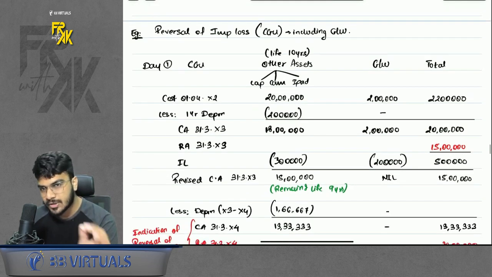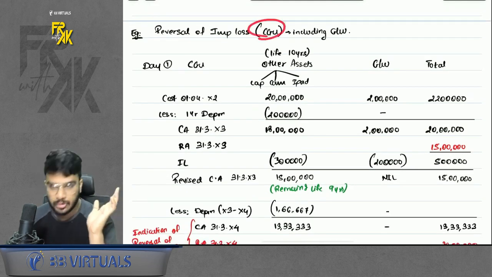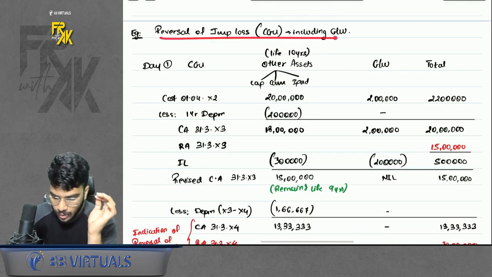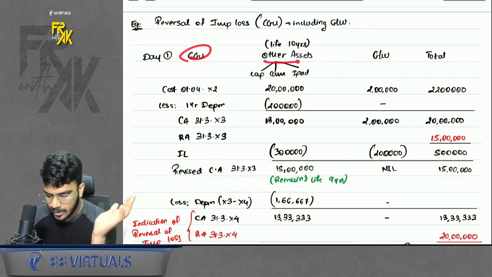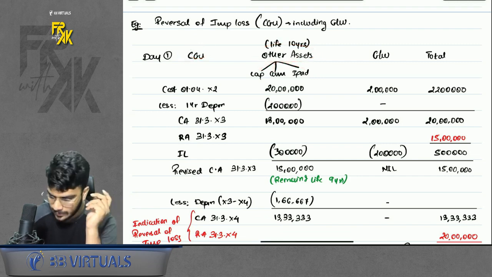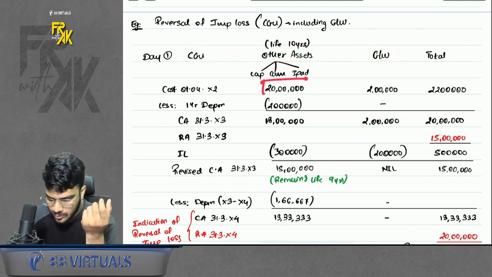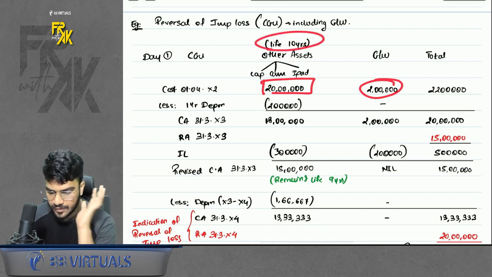Now we will talk about reversal of impairment loss on CGU. Right? How do we check for the reversal of impairment loss in a CGU? So let's say, for example, I have a CGU where there are other assets comprising 3 items and there is goodwill. So the total of these 3 items is 20 lakhs and goodwill is 2 lakhs. Okay. Life is 10 years for the other assets.